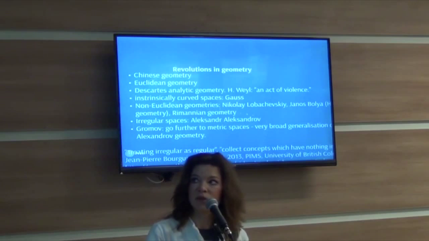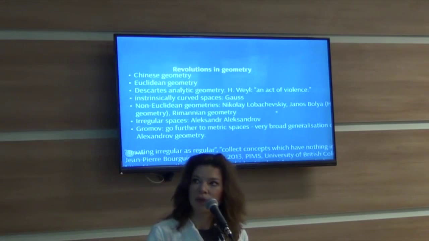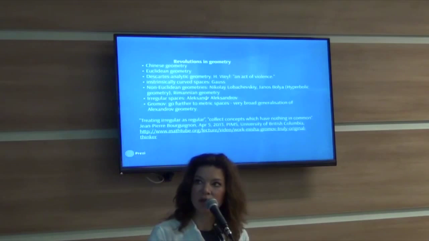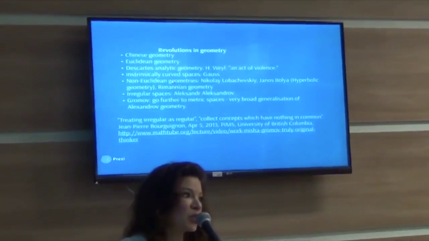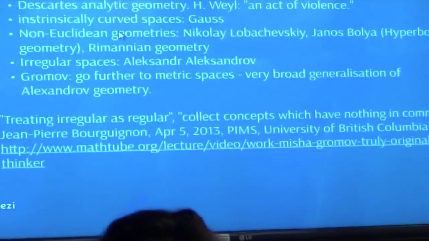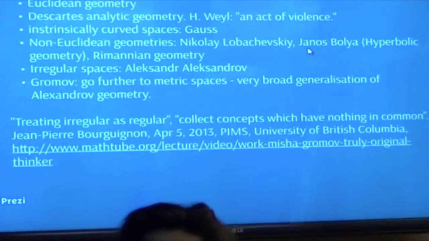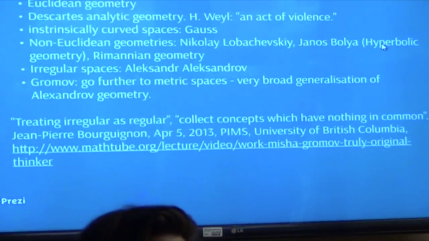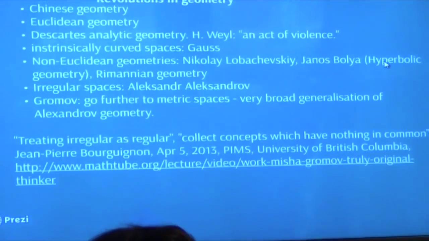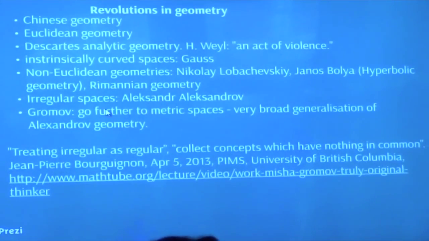And then, sorry, I have to go through this very quickly, but you can always read it online. Then the appearance of non-Euclidean geometries, of course, was an important change in geometrical thinking. Nikolai Lobachevsky and János Bolyai introduced hyperbolic geometry, or negatively curved geometry. And then Riemannian geometry with a positive curvature.